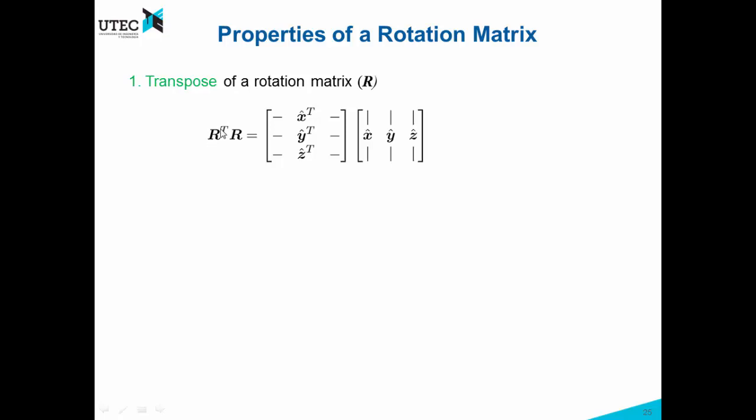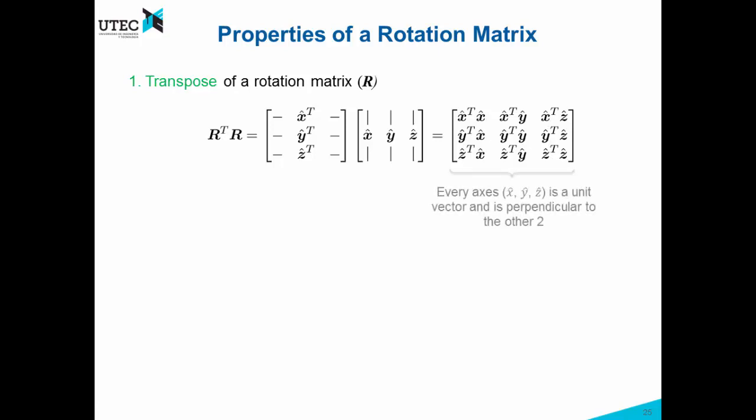So this R transpose will be this same X but transposed, then Y transposed, and Z transposed. The multiplication will give this, for example, X transpose times X, X transpose times Y, X transpose times Z, which is this first row. The second row and the third row can be obtained in a similar way. Here we should remember the following, that every axis here, X hat, Y hat, and Z hat, is a unit vector, and is perpendicular to the other two, because they represent a frame.